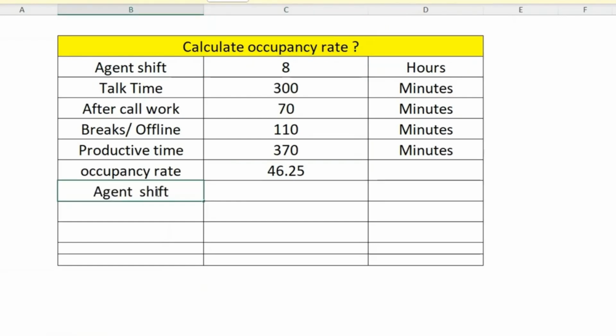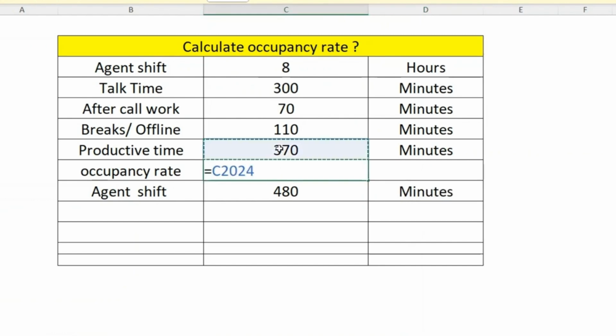shift. So here we have 8 hours. Just select hours and multiply it by 60 to convert into minutes. So these are the minutes we have after the calculation. Now simply apply the formula here. The formula would be your productive time divided by agent shift timing.